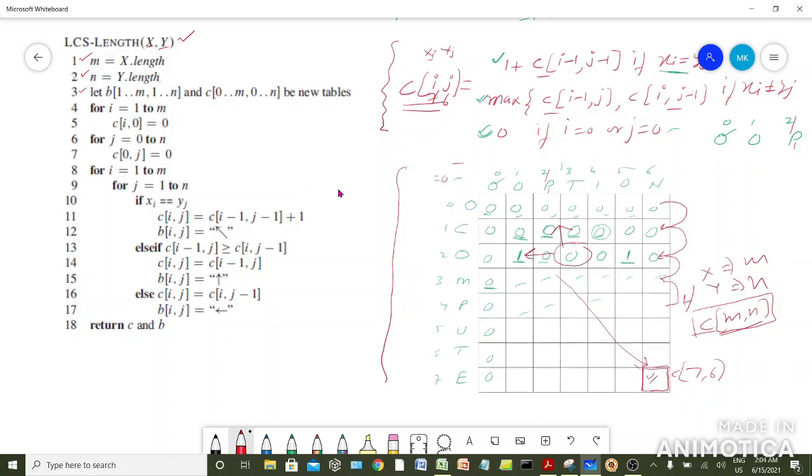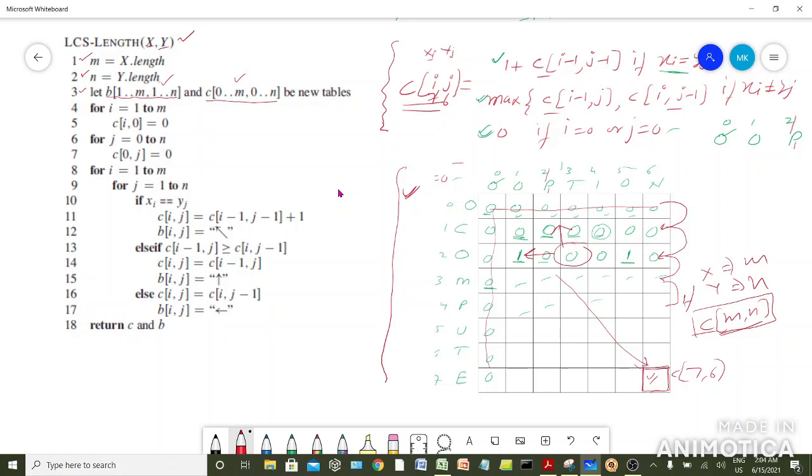So this is the first matrix, this is the second matrix. Now for now just leave this b. Concentrate upon the generation of this c only, which is this one. Okay, so we'll understand b at a later stage. Fine. So the first thing that we need to do is that we need to initialize this row with the value equal to 0 and this column with values equal to 0.